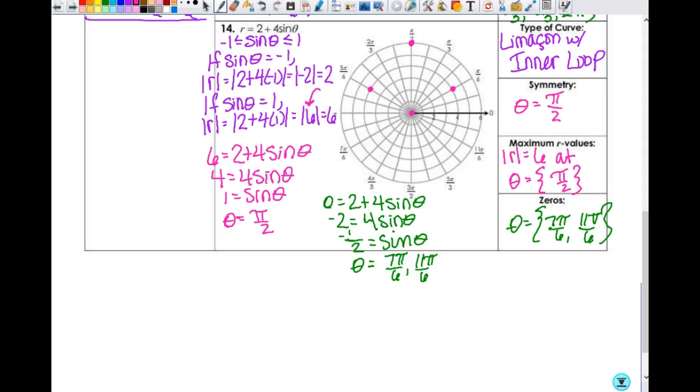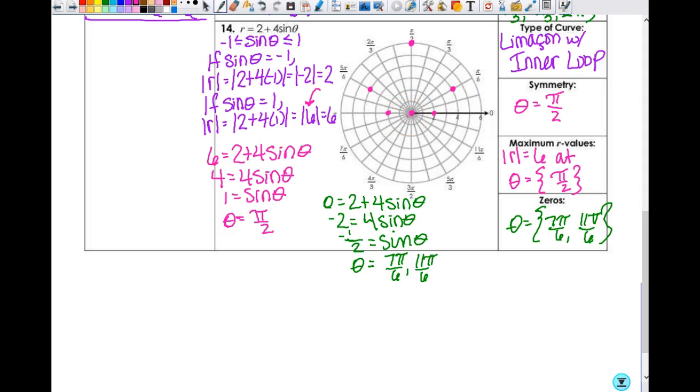I also like 0. I usually start with 0. I don't know why I didn't, but so 0, the sine of 0 is 0 plus 2 is 2. So I have a radius of 2 at 0, which means I also do at pi. So knowing that it's a limaçon with an inner loop, I know it's going to kind of bubble out here, and it's going to have to drop down here a little bit.